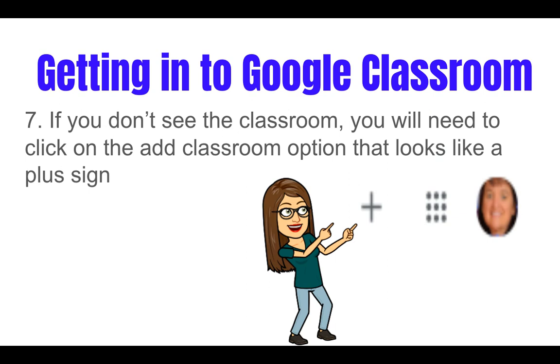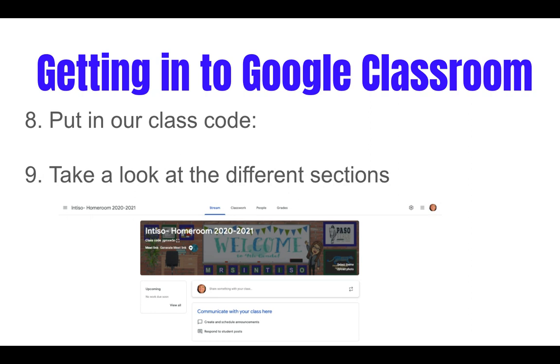Now, if you don't see the classroom that you need, you're going to have to click the add classroom option that looks like the plus sign, which is right near the waffle. So you're going to find the plus sign. Now, it's a little bit blurry up there, but you're looking for the plus and you're going to need to add a code. You're going to put in your class code. Now that depends on which teacher you have. So there isn't a class code posted here, but there will be class codes posted in our syllabus for this year. So check your teacher's class code to see what your class code is going to be.